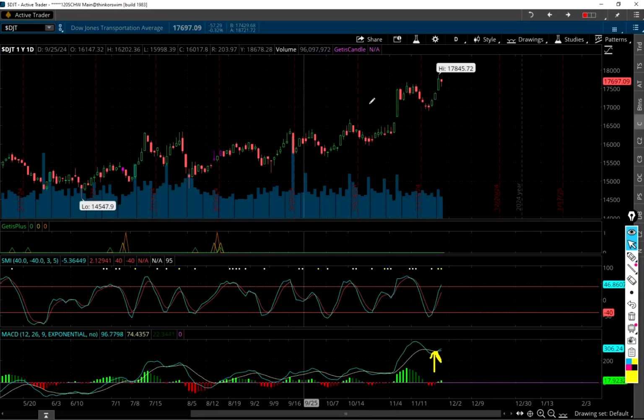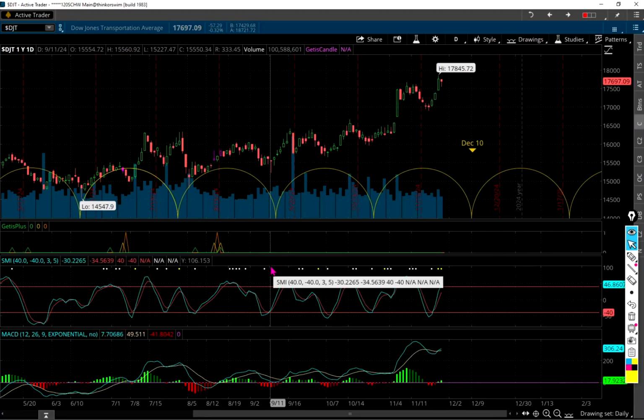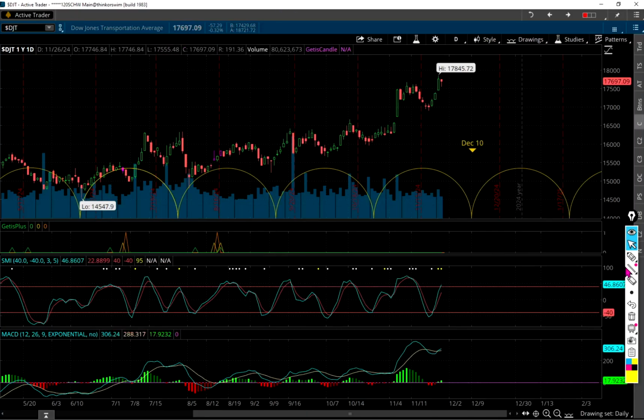Bang through these products. Dow Jones Transportation, a little bit of a pullback day. Still looks super positive to me. Very bullish. Has some more room to go.